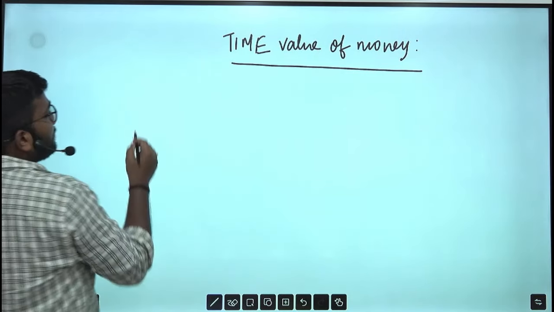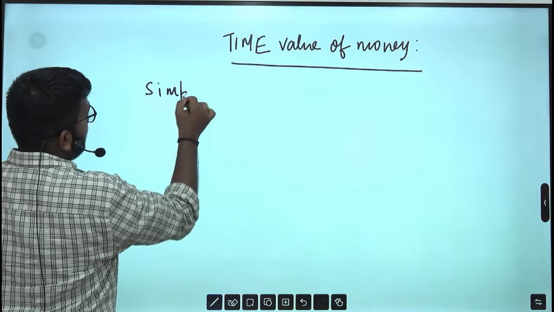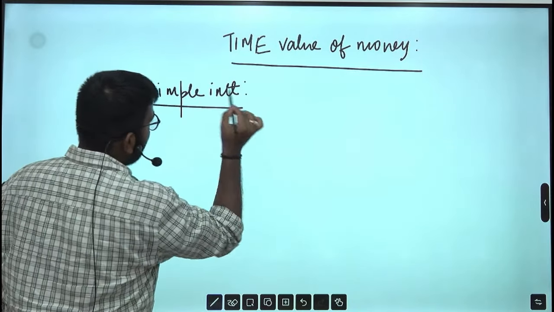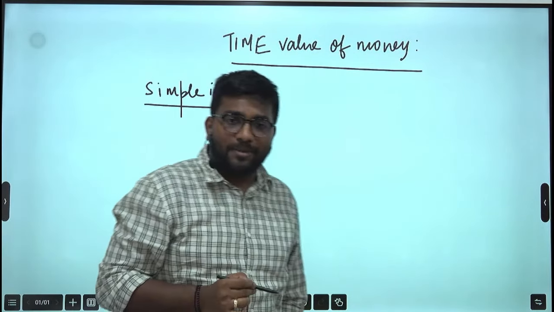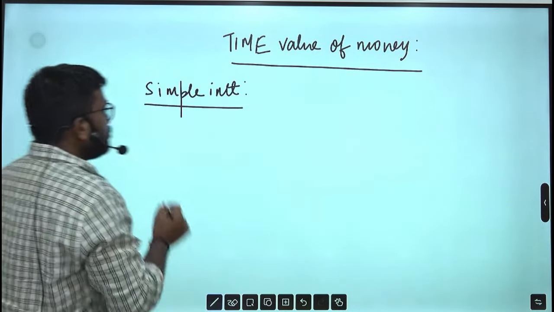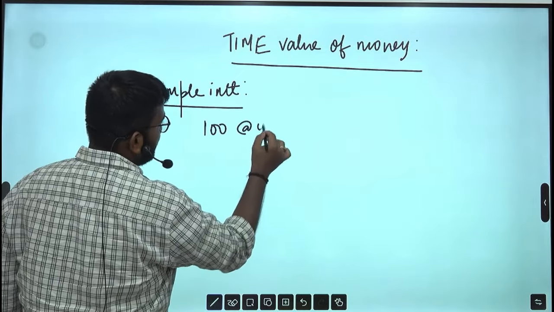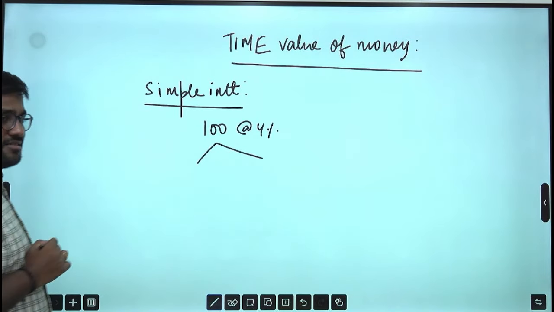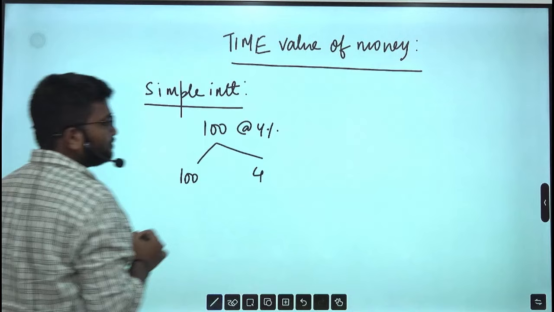Now, let's start with simple interest. Simple interest is something that we all have heard in the school days, right? It's a very simple topic. Let's say you are investing 100 rupees at the rate of 4% interest. So there will be two branches, 100 and 4.